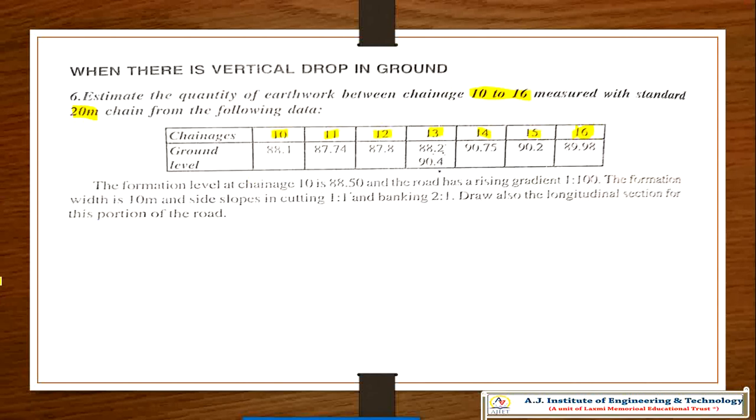The formation level at chainage 10 is 88.50. They have mentioned it like that. The road has a rising gradient of 1 in 100. The formation width is 10 meter, and the side slope is 1:1 when cutting and 2:1 when banking. So now we'll draw the cross section line.